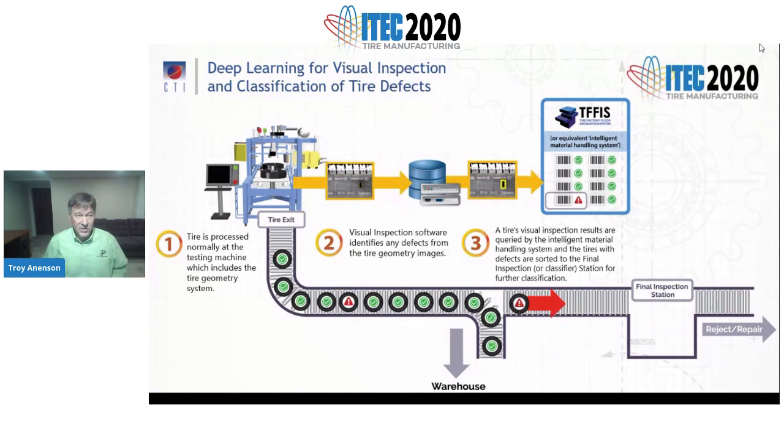So you have a finished tire machine, as you see at the beginning here, number one. It's got the tire geometry system. It's going to do its geometry testing on this tire, and the tire will leave the machine, and the visual inspection software will then identify any defects that might be there. And as the tire progresses downstream, at a decision point, its intelligent material handling software could query the vision inspection system to find out that there were potential defects, and it could get diverted to the final inspection station, or the tire classifier station in some plants.